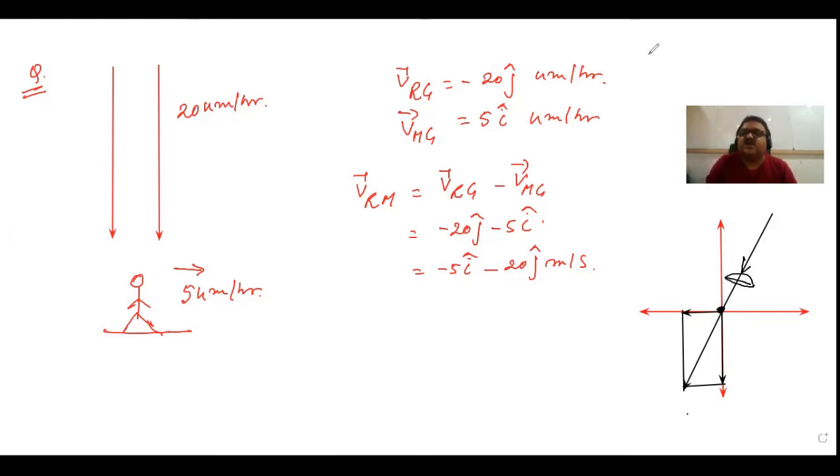So what you have to find out is, in what direction should he open his umbrella? This angle is, say for example, theta. Clear? So tan theta is equal to what? Height by base. So this is height and this is base. This is 5 and this is 20. So tan theta is equal to height by base, that is tan theta is equal to 5 by 20. Clear? That is theta is equal to tan inverse of 1 by 4 with the vertical. Correct? So this is one of the problems.